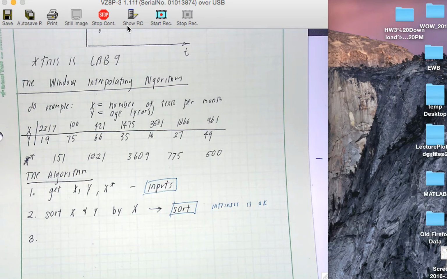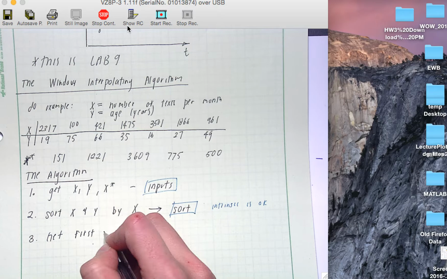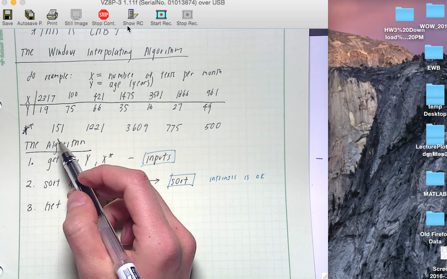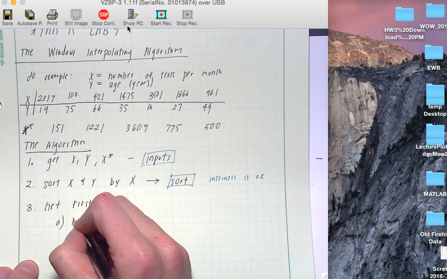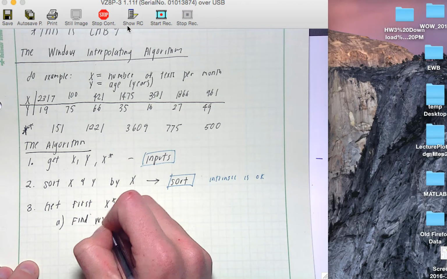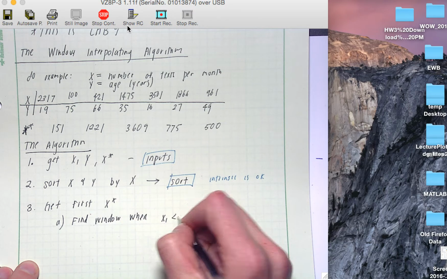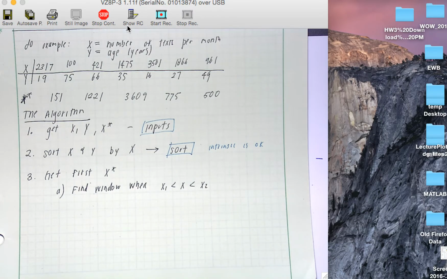All right, now you just want to go through and start with your first x star, so 151. And the first step is you need to find the window where x star fits in. So I'm going to say find window where there is a value that is less than it and a value that is greater than it on either neighboring sides.